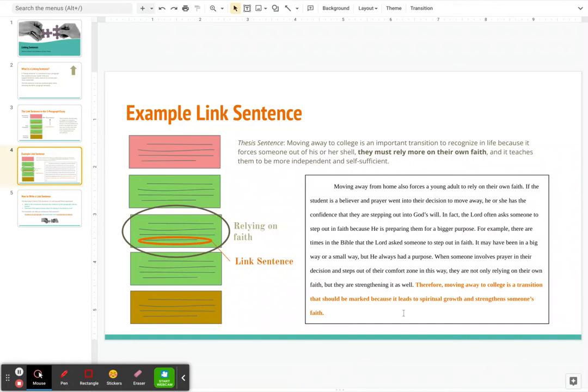All right, so here she's almost repeating her thesis in a different way, but she's emphasizing again how moving to college leads to spiritual growth. So she's taking the topic of her thesis and then focusing in on what this specific paragraph was about. So again, she's creating a link between the evidence in her paragraph and her thesis statement.